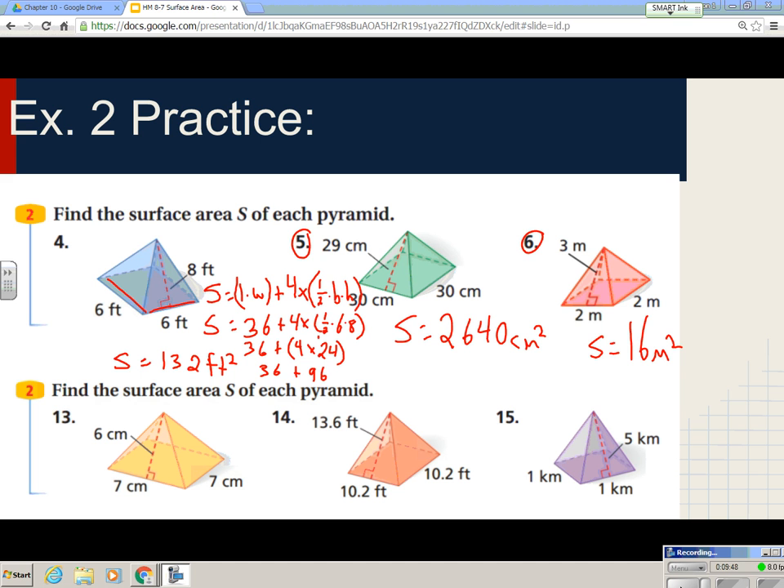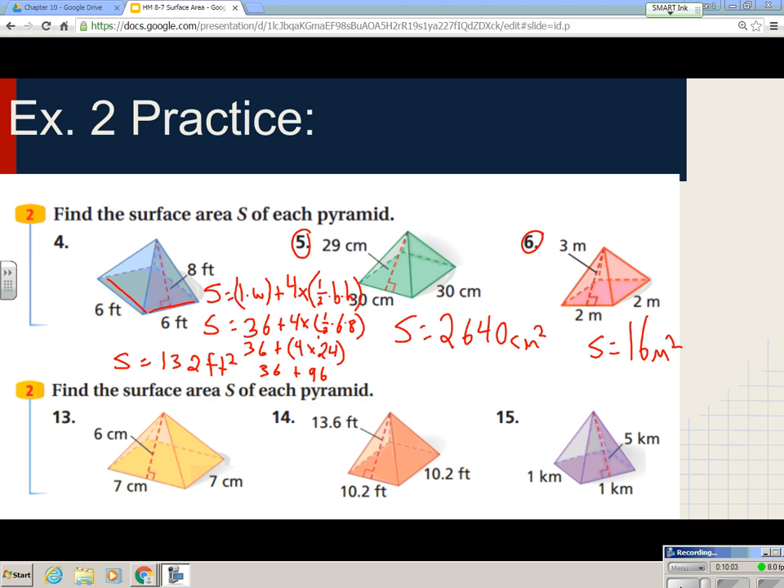Here are the answers to 5 and 6. For 5, you had to do 30 times 30 to get the base. And then 30 times 29 divided by 2 gets you 1 triangle. Multiply that 4 times and then add it to the base. That's the answer you get.